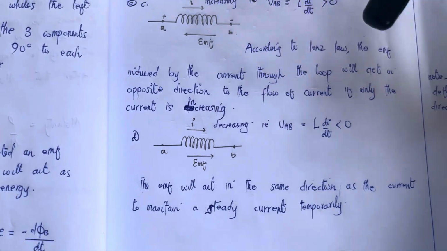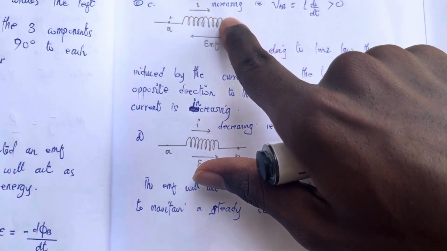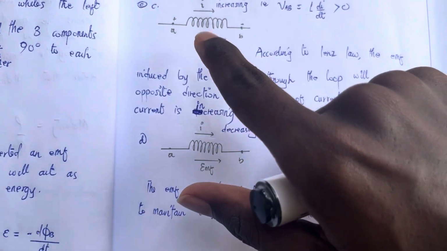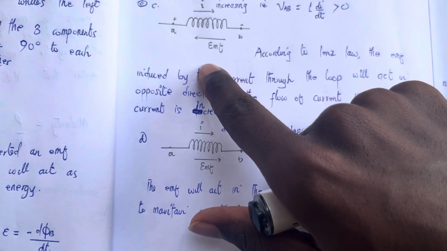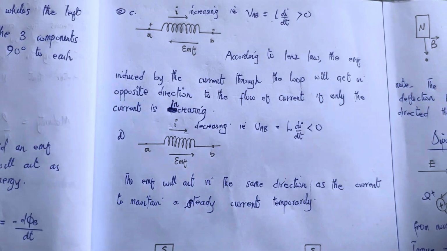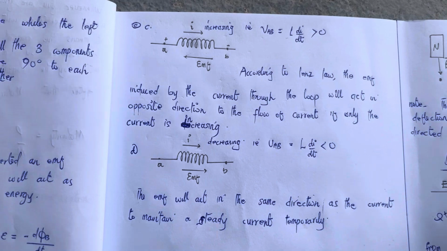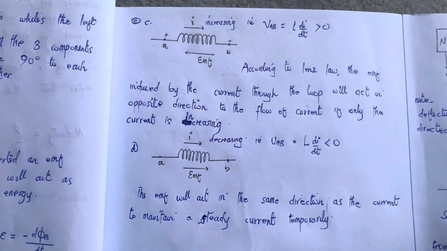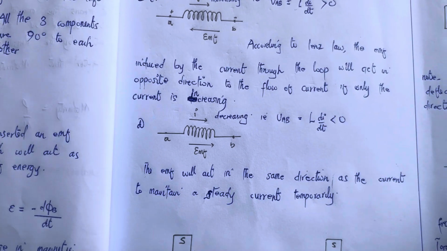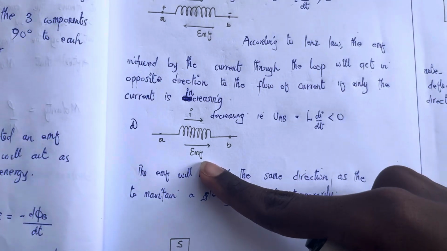So according to Lenz's law, this will be the direction of the EMF. As the current is moving this way and the current is increasing, the EMF that will be induced will be opposing the direction of the current that is providing the EMF. So according to Lenz's law, the EMF induced by the current through the loop will act in opposite direction to the flow of current if only the current is increasing. That's what you should keep in mind. Now let's move on to the point D.